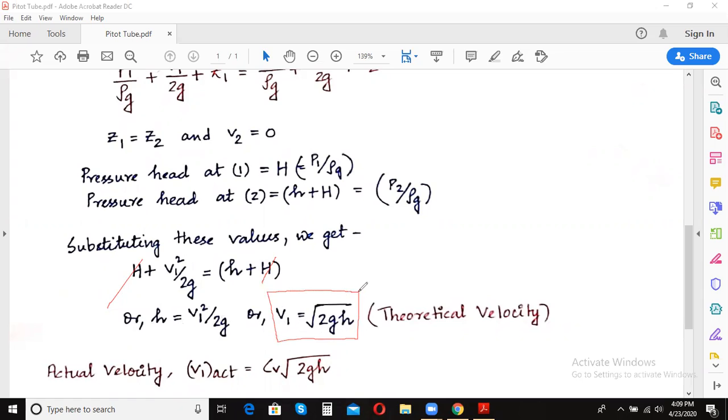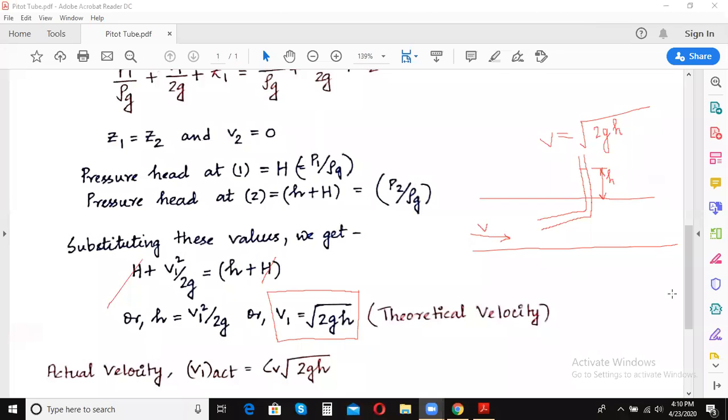What is small h? If this is my actual pipe and this is my pitot tube, and the liquid inside the tube has risen up to a depth small h from the boundary or free surface of water, then we can say that the velocity of flow is equal to root over of 2g h, where g is acceleration due to gravity and small h is the rise of liquid in this tube.